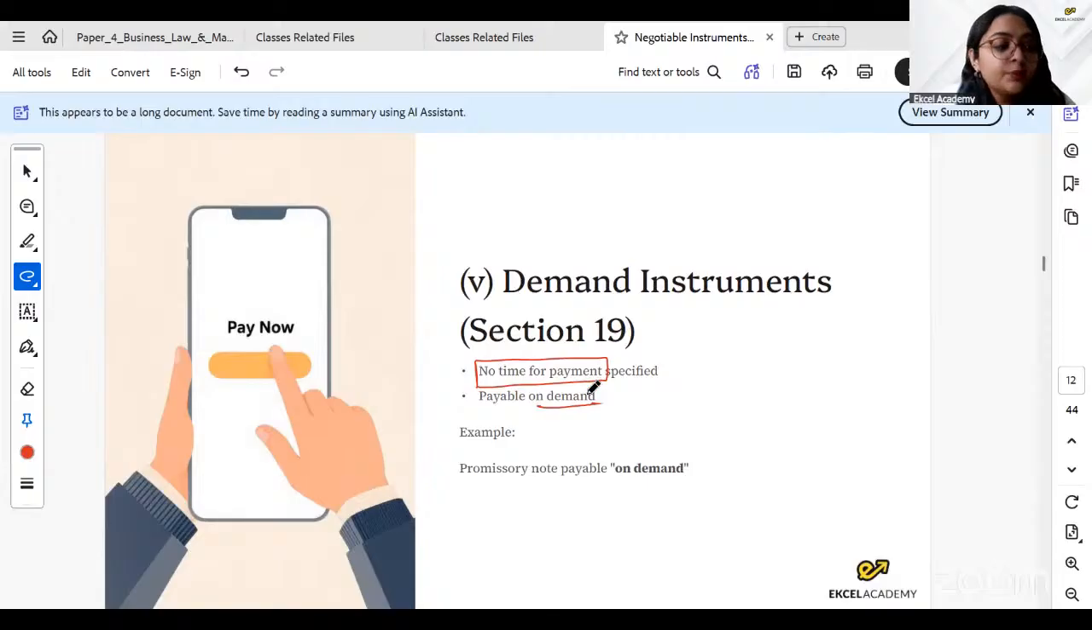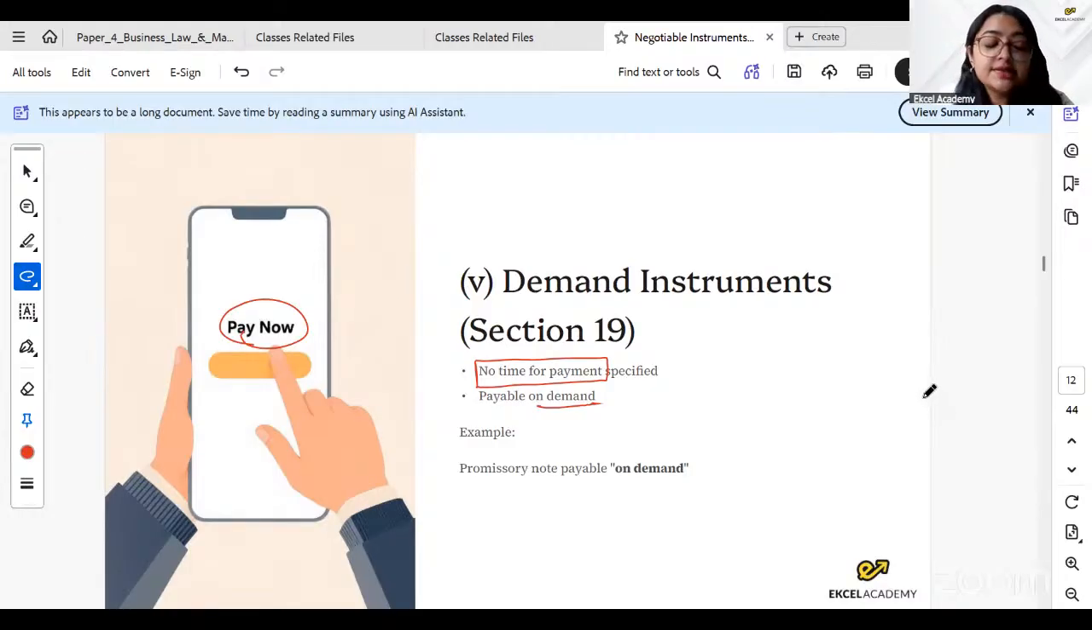Okay, so whenever the person presents the negotiable instrument to you, you will have to pay this. So you see a pay now thing here. Which means that the minute it is presented to you for the payment, you are liable to pay it. Why? Because you have not specifically mentioned any time period.